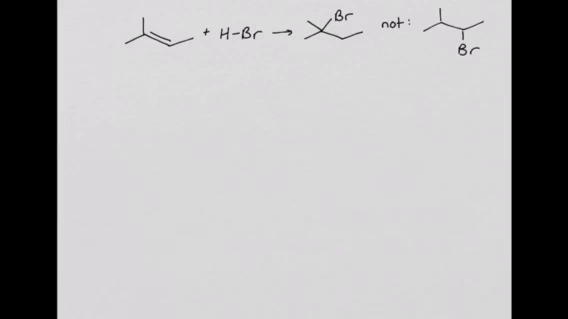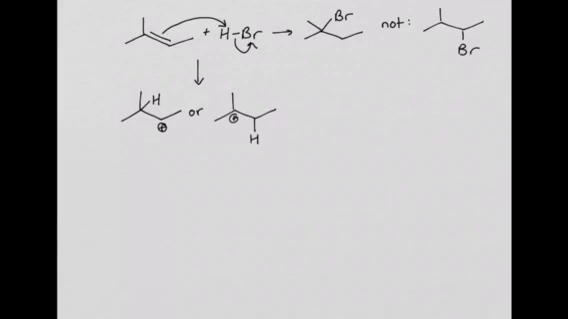which is the proton, kicking off the bromine. This produces a carbocation. Two possible carbocations can form. The proton could add to the more substituted carbon of the alkene, producing the less substituted carbocation. Or the proton could add to the less substituted carbon of the carbon-carbon double bond, producing the tertiary carbocation.